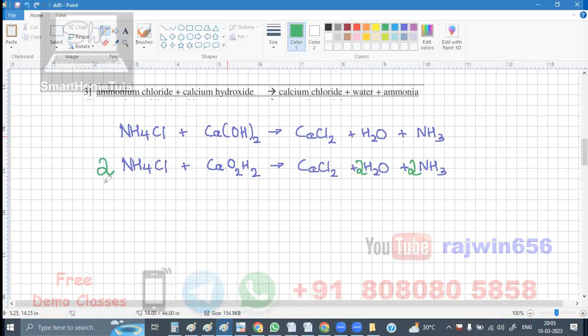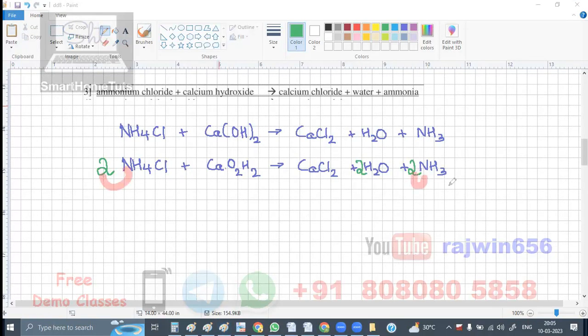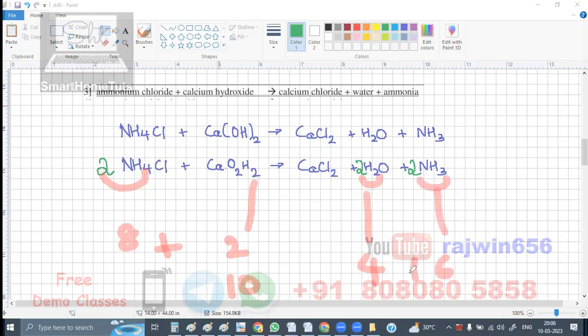We'll check for all the other elements. You can see here 2 nitrogen, not a problem. How many hydrogens are there? 2 into 4 is 8 and here 2. So that is going to be 10. How many hydrogens on the right hand side? 2 into 2, this is 4. And 2 into 3, this is 6. This is again 10. Okay. So we have balanced. We have checked for hydrogen.